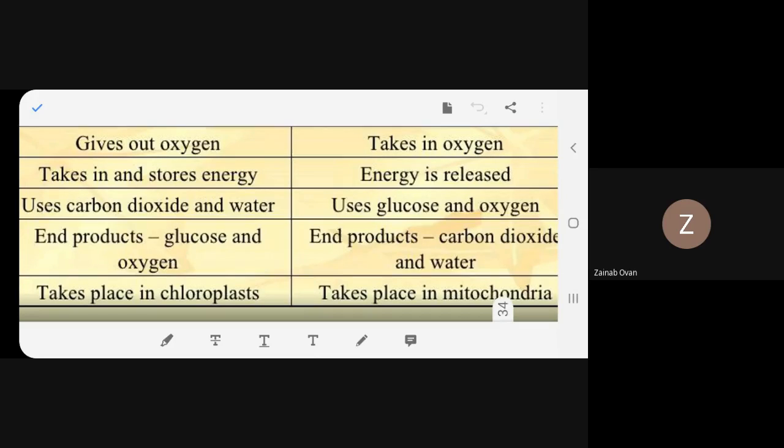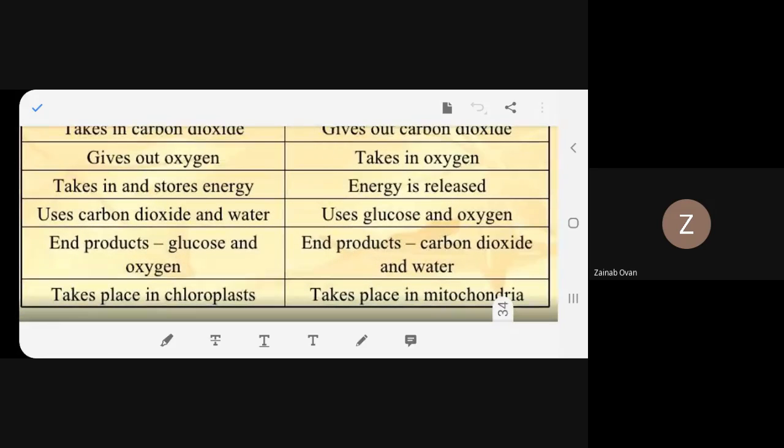Photosynthesis takes in and stores energy. In respiration, energy is released. Okay. Next, photosynthesis uses carbon dioxide and water. Respiration uses glucose and oxygen. Okay. Photosynthesis products: glucose and oxygen. Respiration products: carbon dioxide and water. This we have already done.